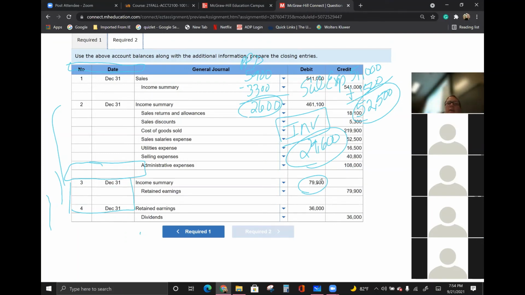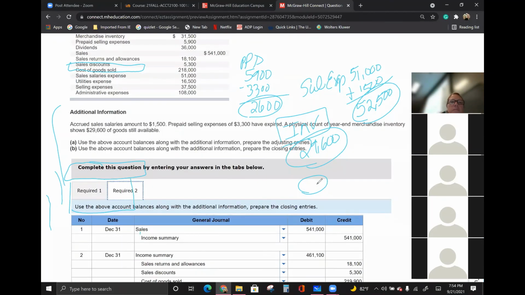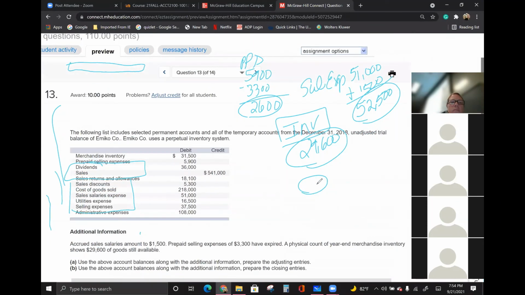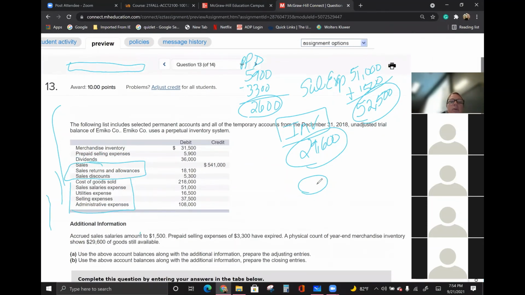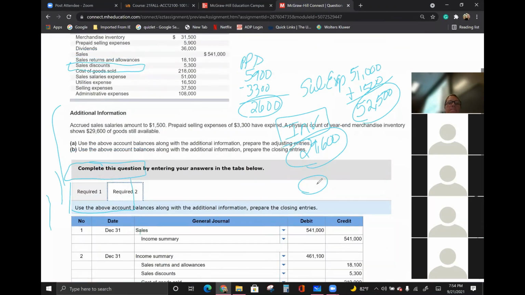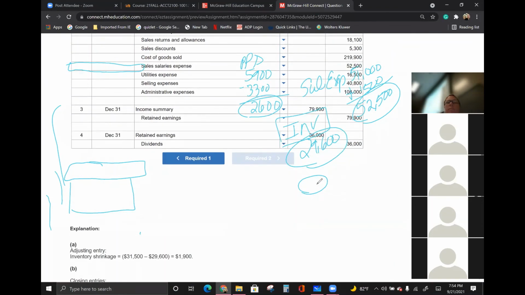Now, they also had dividends on the list up here. So we had dividends for 36,000. So we also want to get rid of those. Dividends is sitting as a debit on the account because it reduces your net income. So we're going to credit to get rid of it, 36,000, and then it's also going to roll into retained earnings. That's the portion of your net income that was paid out to the shareholders.